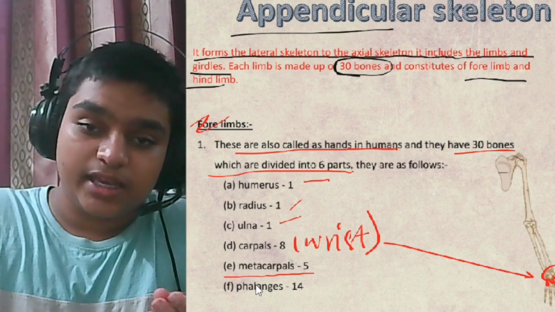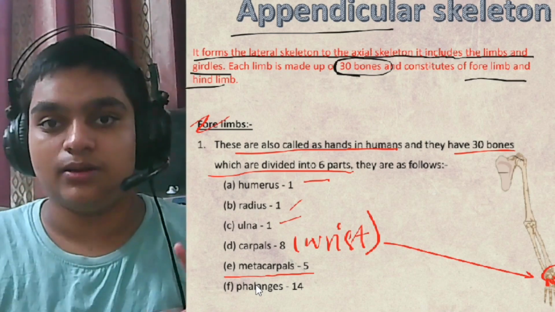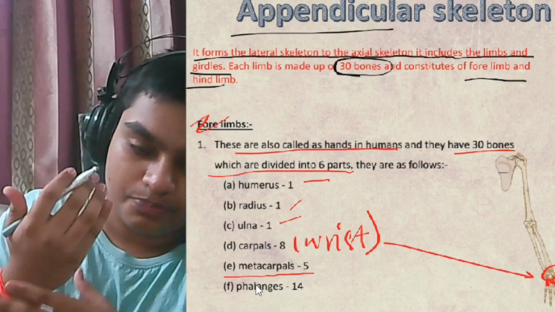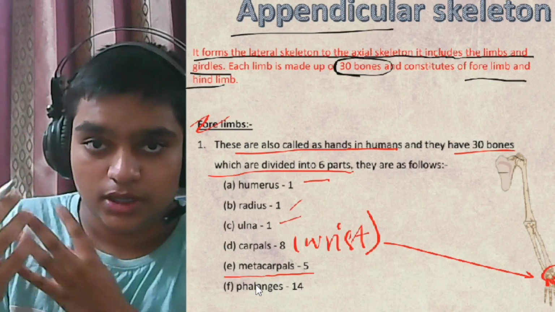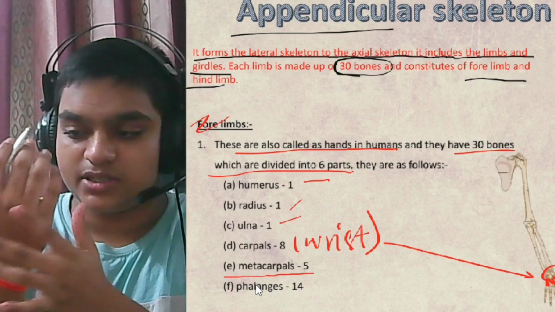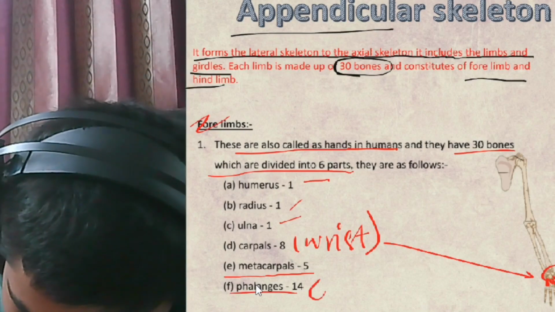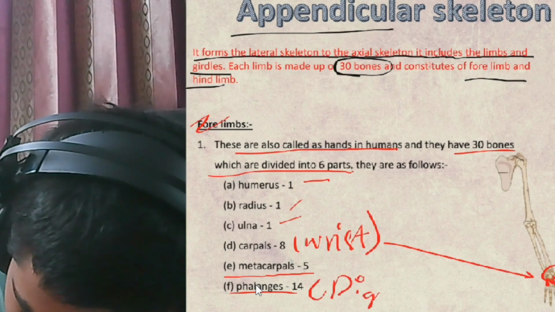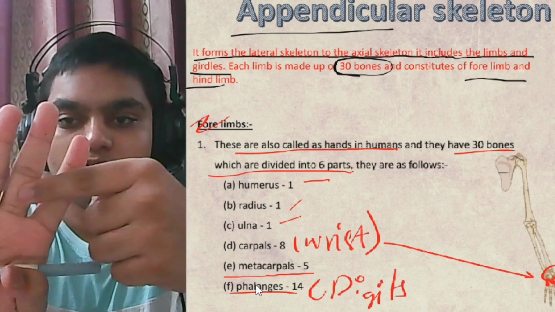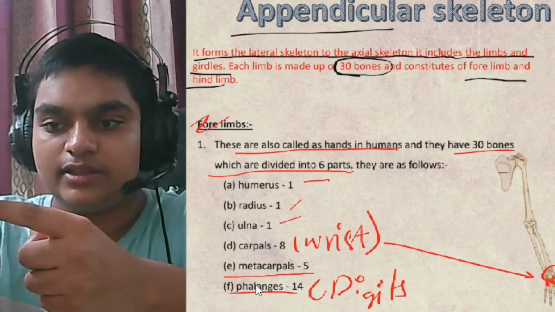For understanding these, please do not put everything into your brain. Be practical. You have to relate these to your original body. Humerus, radius, ulna, carpals, metacarpals, phalanges, 14. Phalanges are also called digits. See, 1, 2, 3, 4, 5, 6, 7, 8, 9, 10, 11, 12, 13, 14.